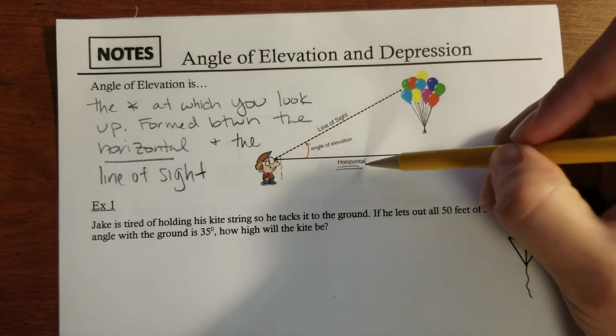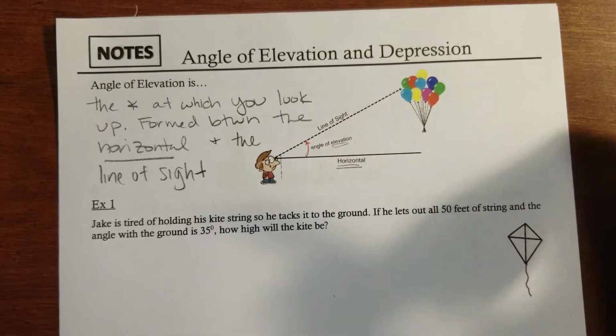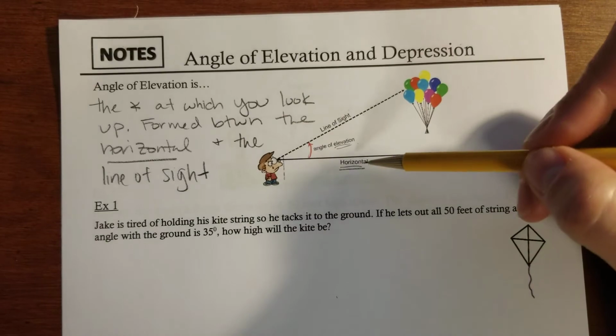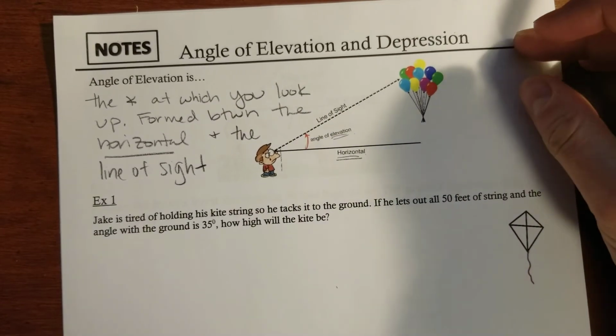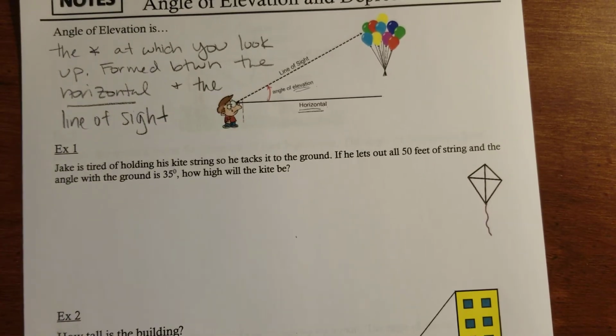All right, so horizontal, what we're looking at, if we're looking up, it's angle of elevation. So the word elevate, elevator, those are things that take you up, looking up, moving up. So that is our angle at which we look up. All right, so let's use that information to do a word problem here.